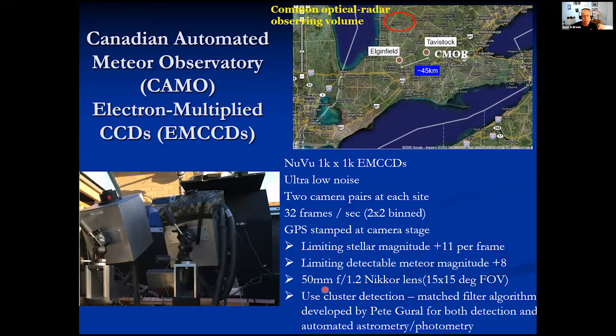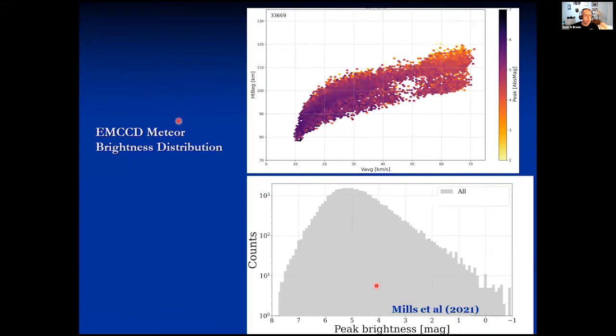The EMCCDs use a very nice cluster detection matched filter algorithm that was developed by Pete Gural, which gives us a great deal of fidelity in capturing very faint meteors, which we can then correlate back with SYMOUR. This is showing the EMCCD meteor distribution. Here's the peak brightness in the G band, and here's our detection. This is essentially a survey over the last 3 or 4 years. We're complete down to about 5th magnitude. We see some meteors down to 7th or even 8th magnitude, although there are not very many of those.